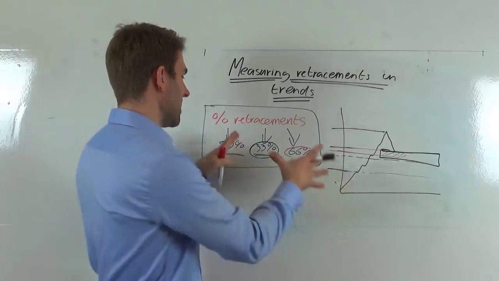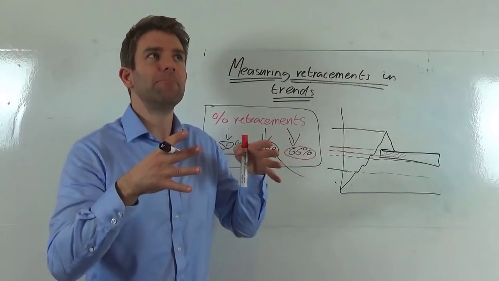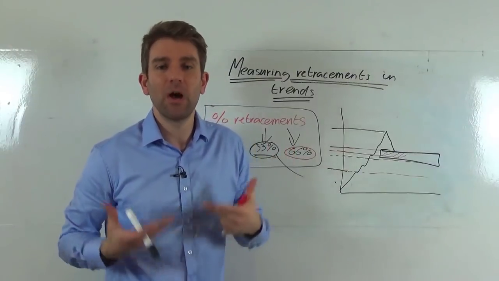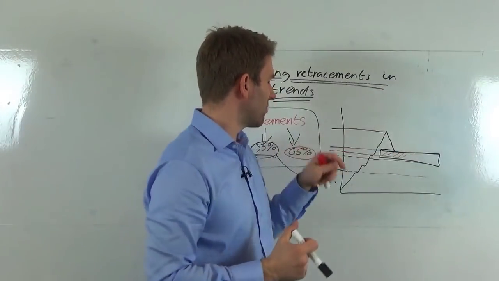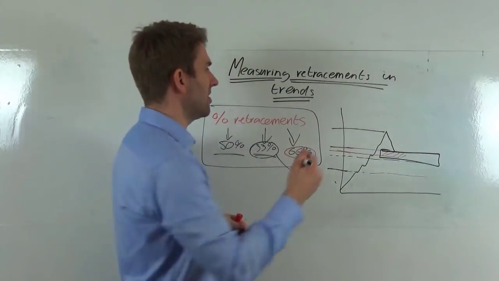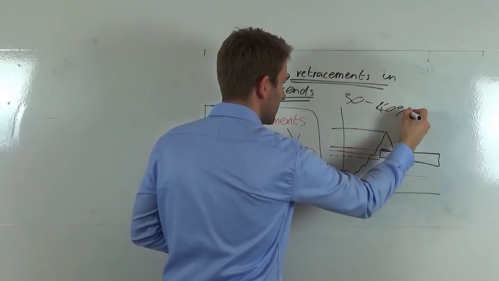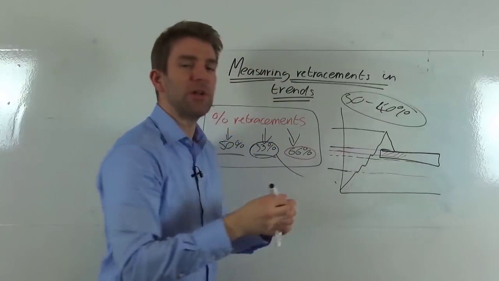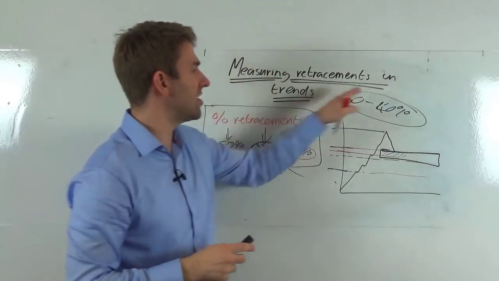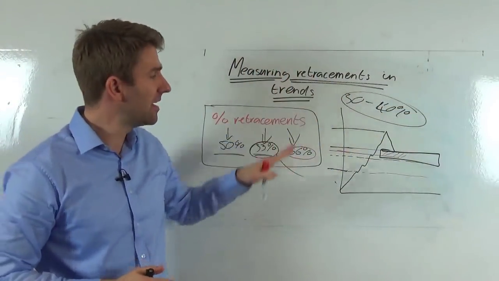I would use this as a zone, an area that I want to do business. I would say, you know what, this is where I'm interested, between that 30 to 40% zone. Let's put it up here, 30 to 40% retracement zone is where I'm interested in buying this uptrend. I don't want to chase it too high. If it carries on, fine, but this is where I like it.